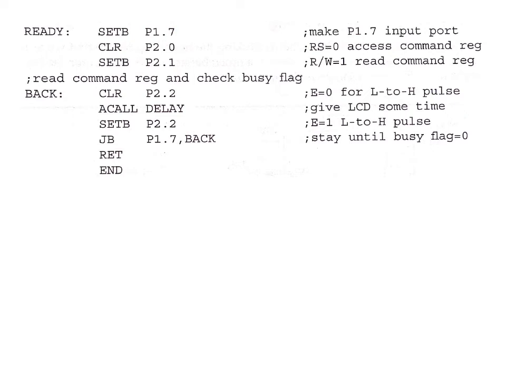That means if P1.7 is set, go to the label back, and from there execute it again. So that means simply we need to wait till pin P1.7 becomes 0. If it is 0, the next instruction executes, that is return, and it comes out of this particular loop.